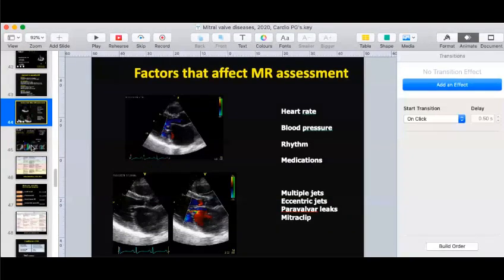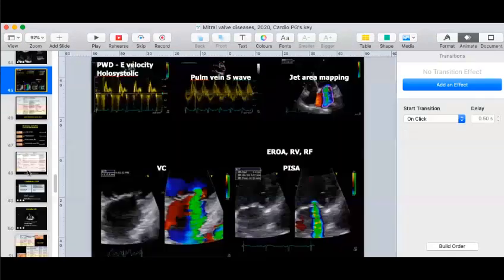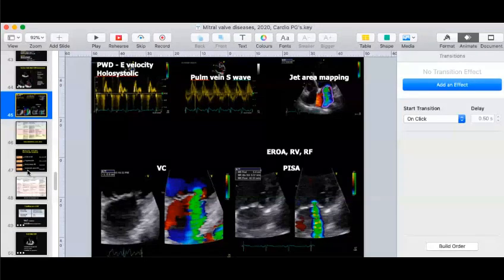Factors that can affect MR include heart rate, blood pressure, rhythm, and also medications. A common complaint is that what you see on transthoracic echo comes down when they go to the OT on the table, because of the loading effect. Then there are difficulties in assessing MR when you have multiple jets or eccentric jets. So this is just a summary of how you can assess MR.